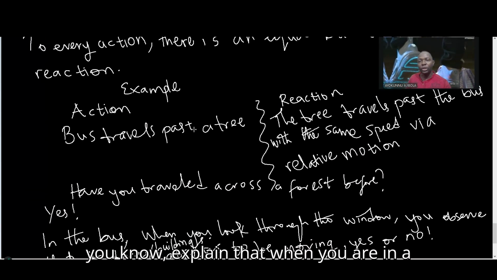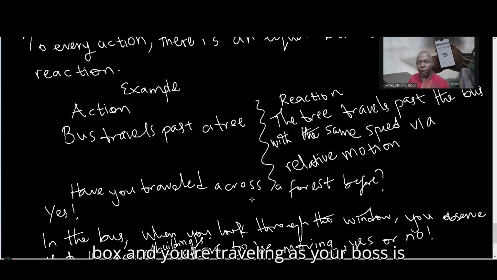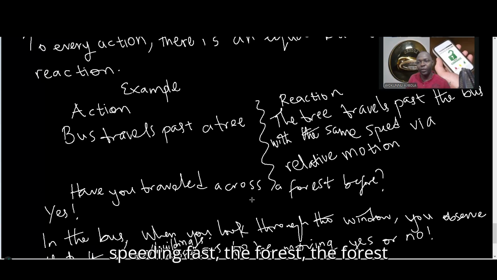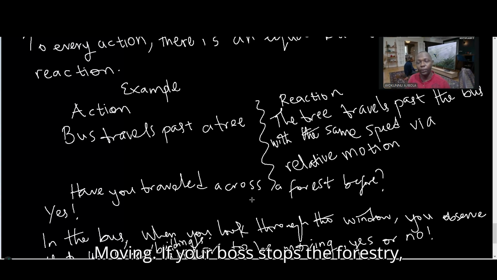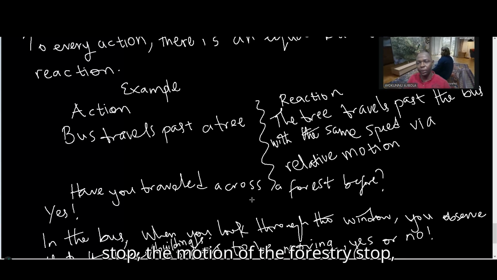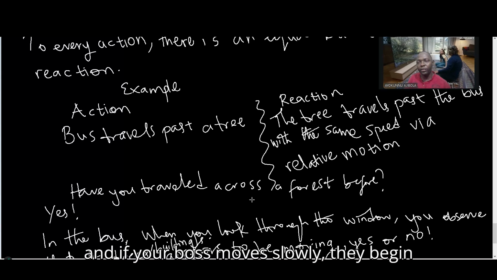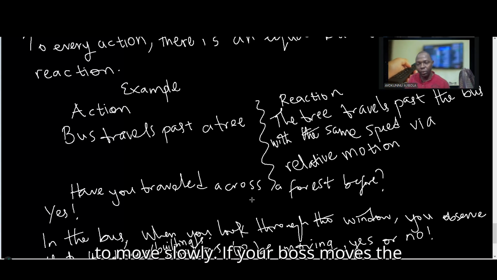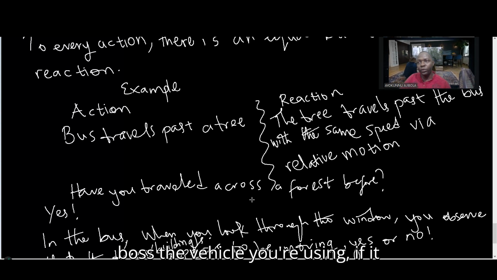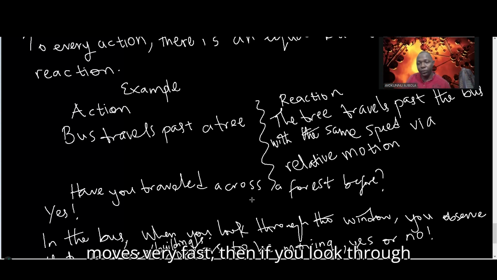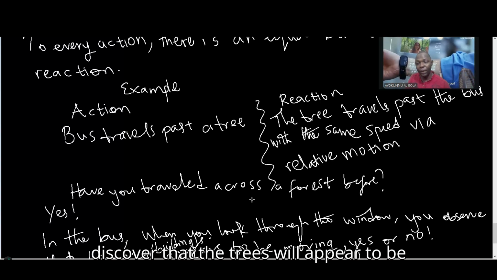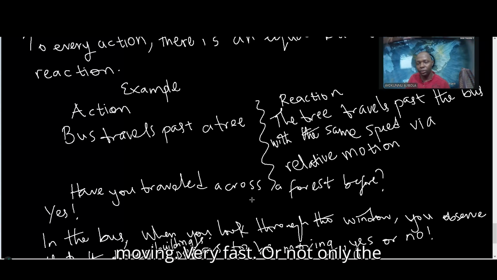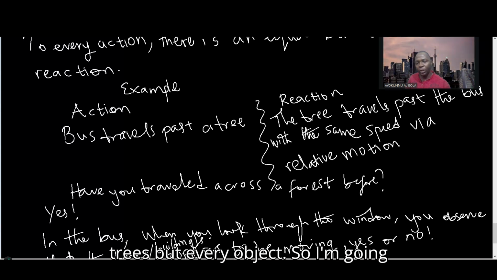And we tried to explain that when you are in a bus and you're traveling, as your bus is speeding past the forest trees, if you look out from the window, the forest trees will appear to be moving. If your bus stops, the motion of the forest trees stops. And if your bus moves slowly, they begin to move slowly. If the vehicle you're using moves very fast, then if you look through the window, you will discover that the trees will appear to be moving very fast, or not only the trees, but every object.